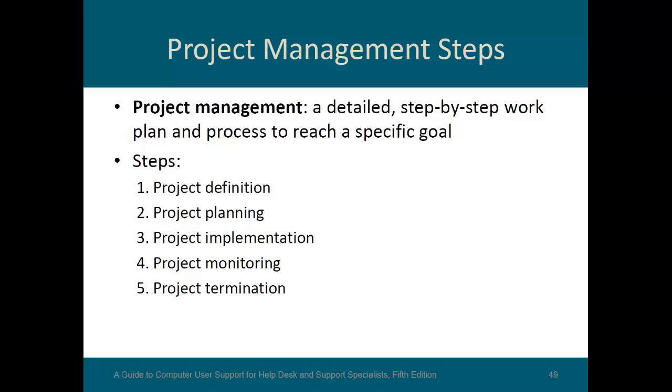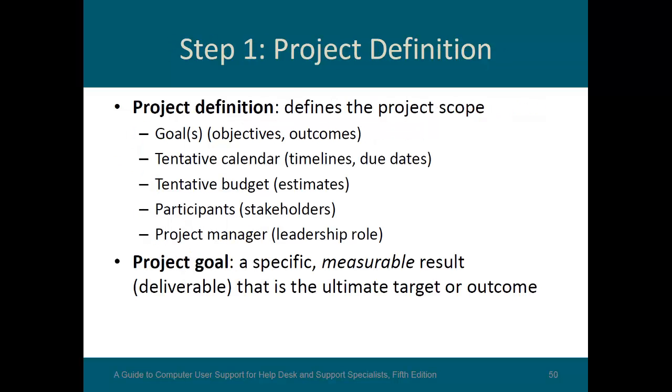Project management steps, a detailed step-by-step work plan and process to reach a specific goal. So here's the steps: project definition, planning, implementation, monitoring, and termination. You have to define the project, plan it out, implement it, make sure it's working the way you expect it, and then bring it to a close. So project definition defines the project scope: goals, tentative calendar, tentative budget, participants, project manager. So in the beginning, a lot of things are going to be tentative. As things go on, then you can firm up a lot of those budgets and costs and times.